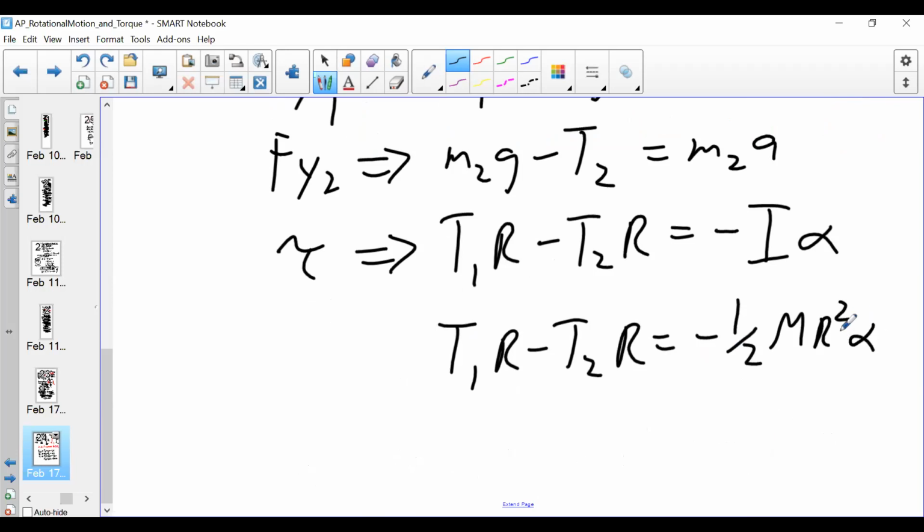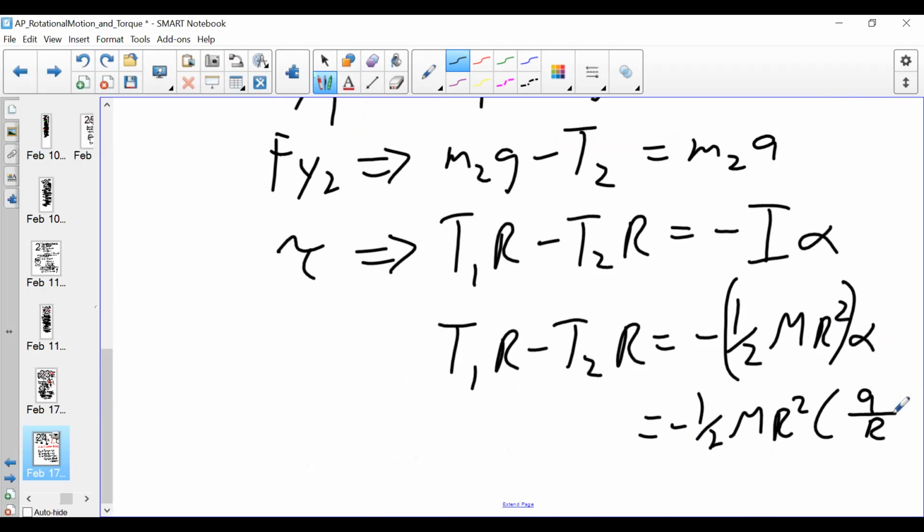mr squared alpha. That's the moment of inertia for the solid disk. And from the rotational kinematics equations, alpha is A divided by R. So Nicole, did you see that? Does that make sense there? Why T1R is positive and T2 is negative. Okay. So make sure that we get these basics.